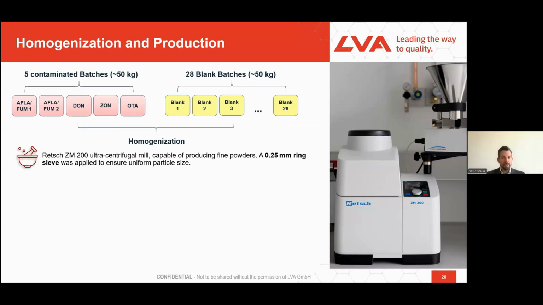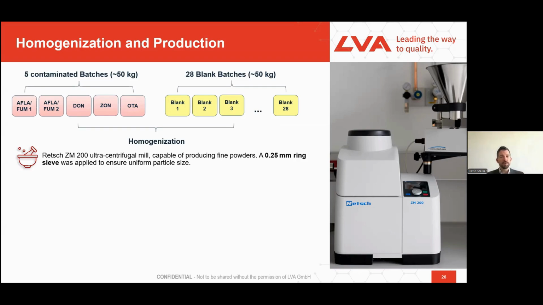In many cases, manufacturers rely on spiked materials to cover a broad range of analytes. However, such materials do not always reflect real contamination patterns, and also the availability of naturally contaminated reference materials on the market is still quite limited. Therefore, we clearly decided to develop such a fully naturally contaminated maize matrix material.